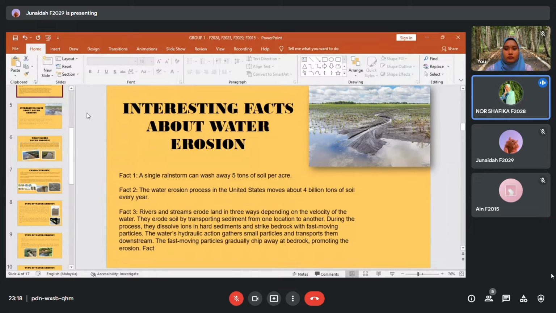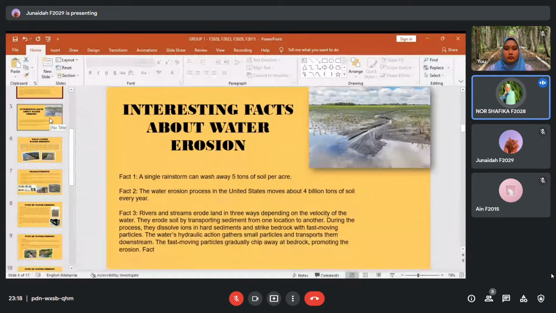During the process, there is a depression in the destination, and a big rock strikes with fast moving particles. There is water hydraulic action, generation of small particles, and transport from a stream. Moving particles aggressively chip away at a broad formation, the erosion phase.